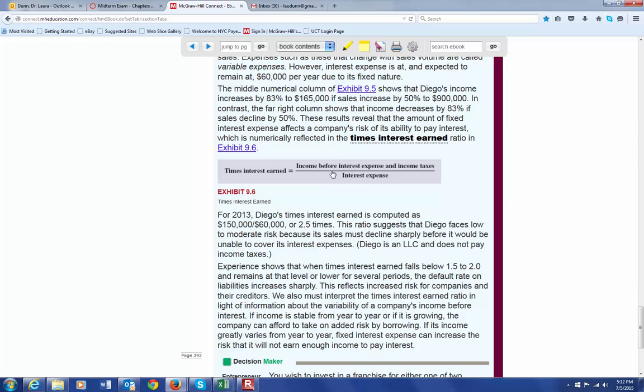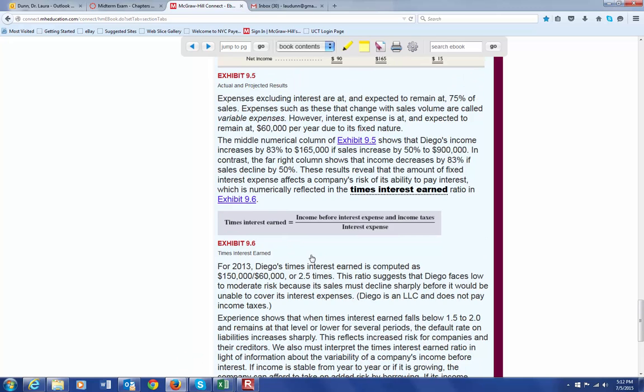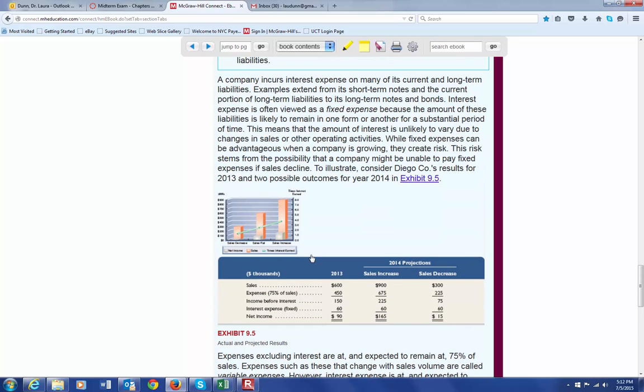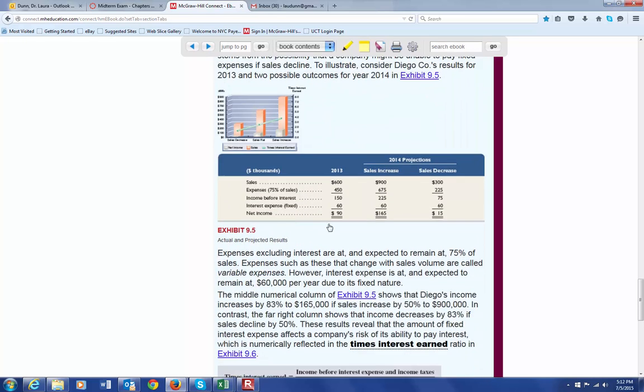Then you have to interpret that ratio to determine whether or not it shows the company to be in trouble. In this particular example, there's a company called Diego, and this is what they actually did in 2013, but then they're trying to project for 2014. Their interest expense, in thousands of dollars, is $60,000, and that's going to continue every year because they're paying on long-term debt. After what they made this year and their interest expense, they had net income of $90,000.